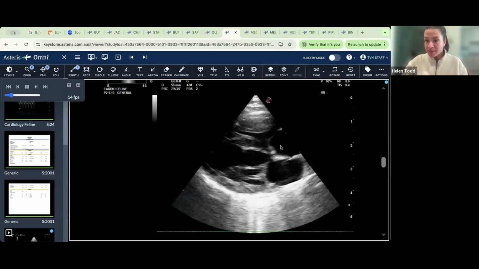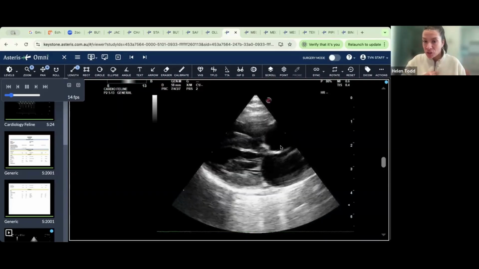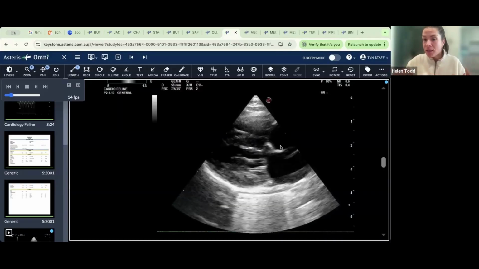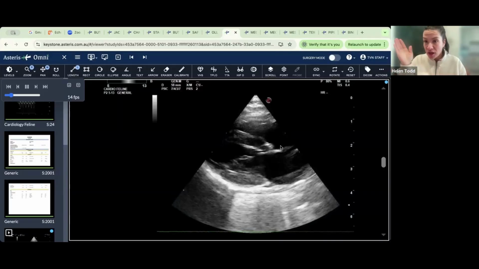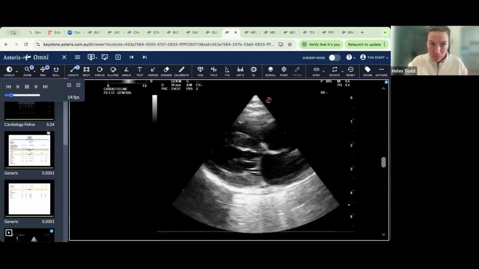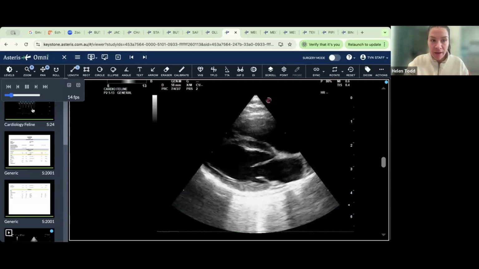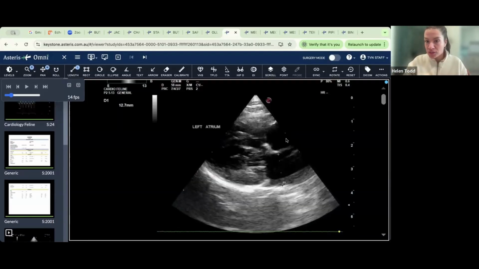We don't normalize cats to their body weight. We'll talk about that in dogs, but because cats are quite standard, we just simply measure the left atrium across in a very bog standard short axis view. So we literally freeze this cine loop. We've got left atrium and right atrium, and we literally just take a measurement of the left atrium straight across.